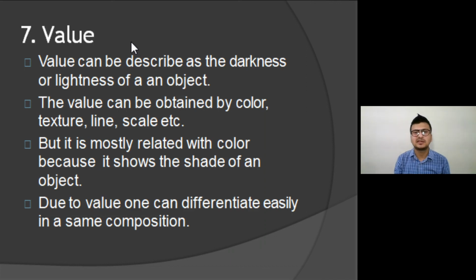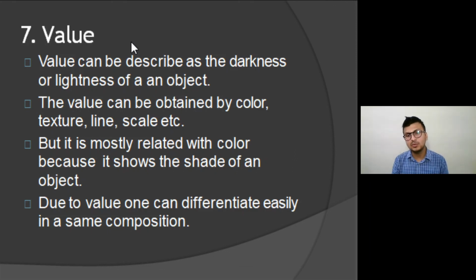Coming to the seventh, that is value. Value can be described as the darkness or the lightness of an object, not of the space, but of the object, the element that you're using in the design. The value can be obtained by color, texture, line, or scale, but it is mostly related with color because it shows the shade of an object. Shade, again, what is the shade? The dark color that is used, that is the shade.